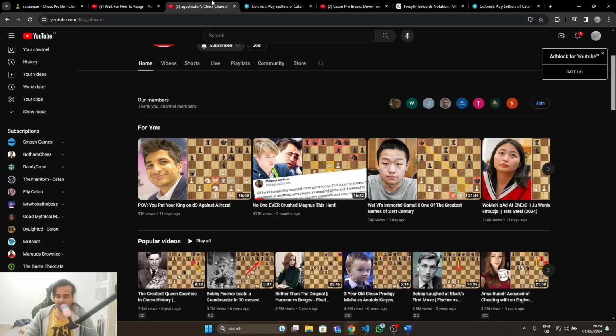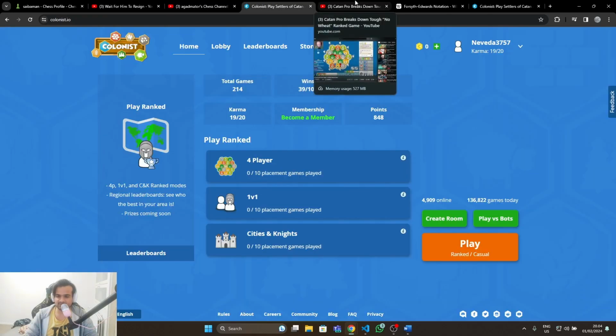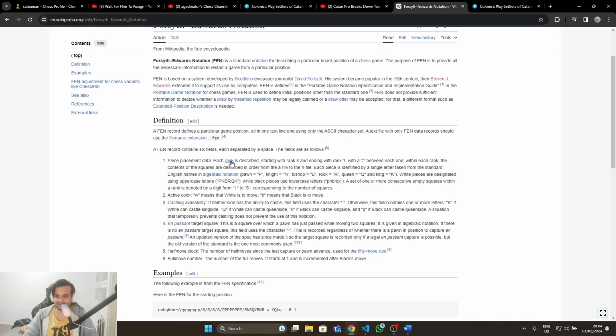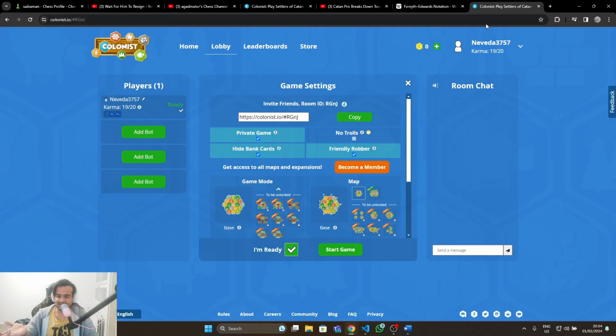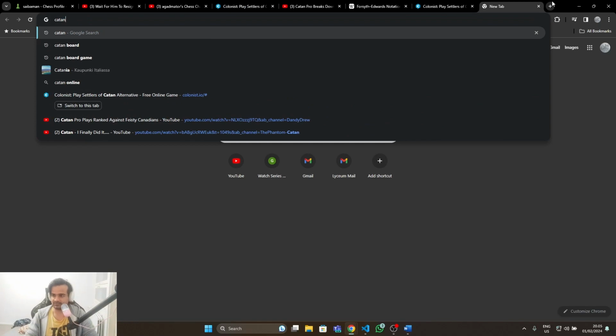So what I want to do is create something like the FEN notation for Catan, and I understand that it's going to be more challenging, but it's not necessarily impossible, because here, let me show you a Catan board.